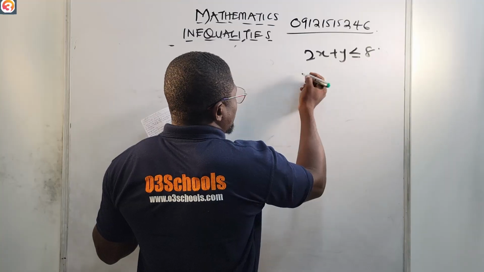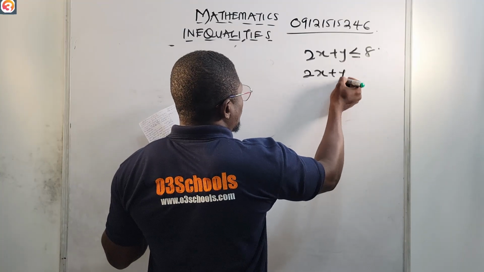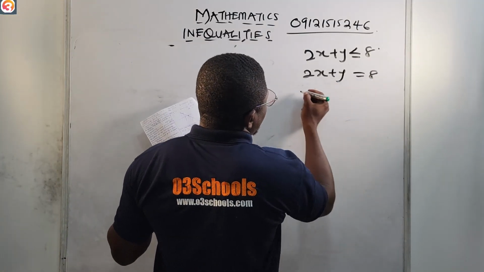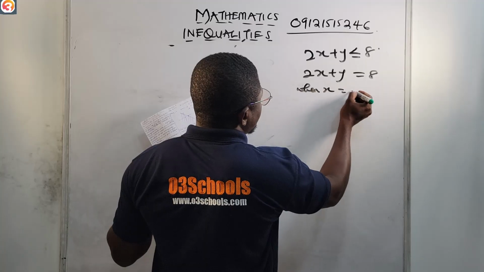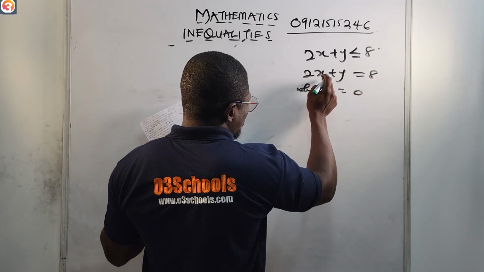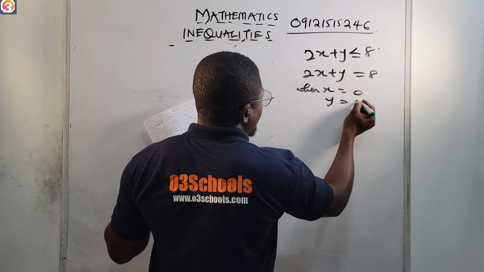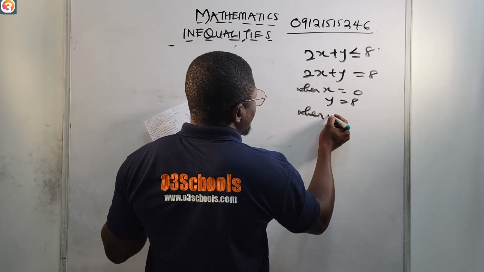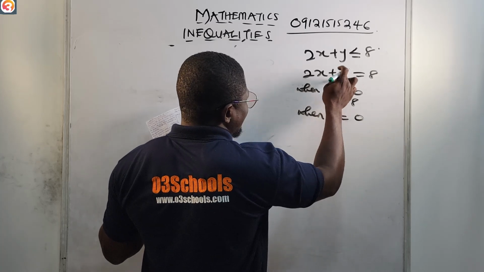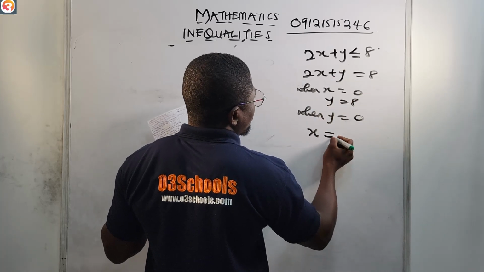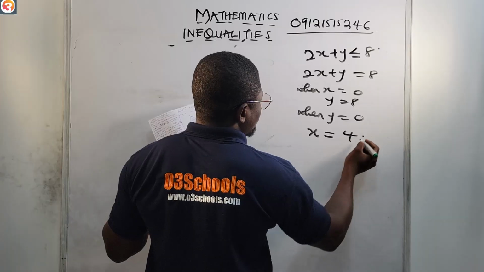So let us find the linear equation equivalent. 2x plus y equals 8. When x is 0, y will be 8. When y is 0, 2x equals 8, so x will be 8 over 2, which is 4.